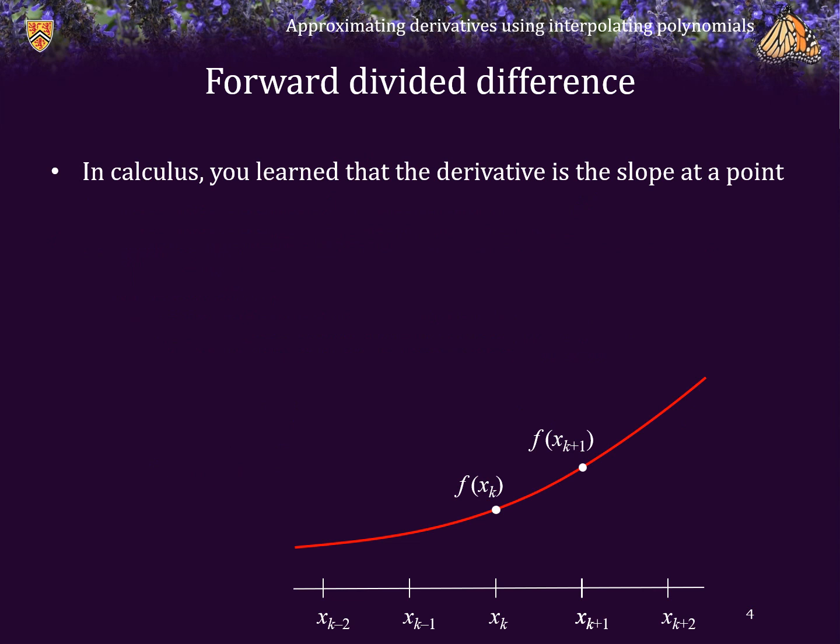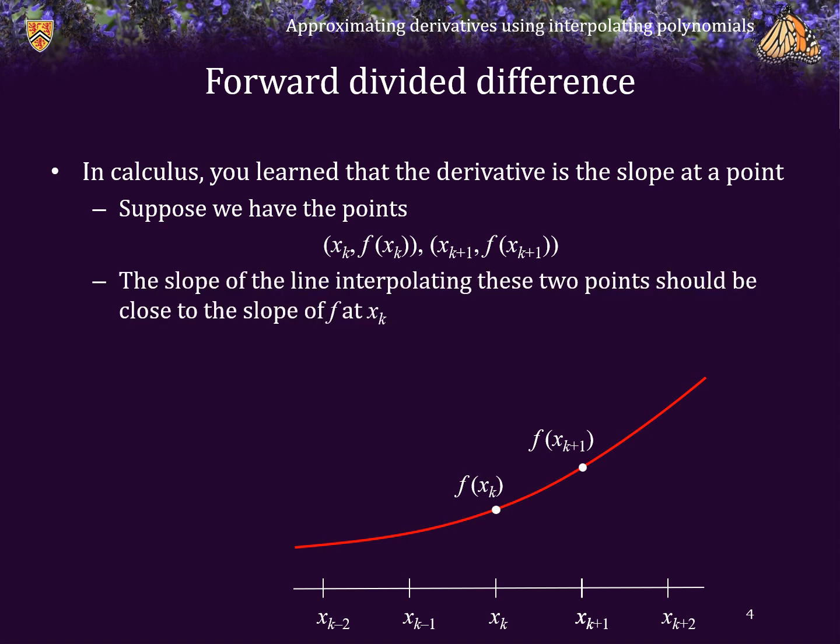In your calculus course, you learned that the derivative of a function is the slope of that function at a given point. Now, suppose that we have these 2 points here. So we have the value of the function at these 2 points. The slope of the line that interpolates these two should be close to the slope of the function at the point x sub k. So there is our interpolating polynomial, and the slope of this line is given by this expression over here, rise over run.